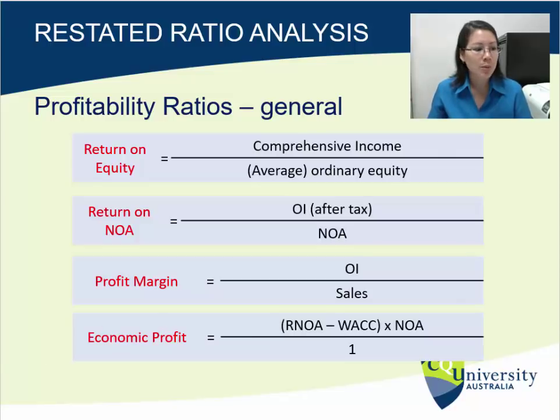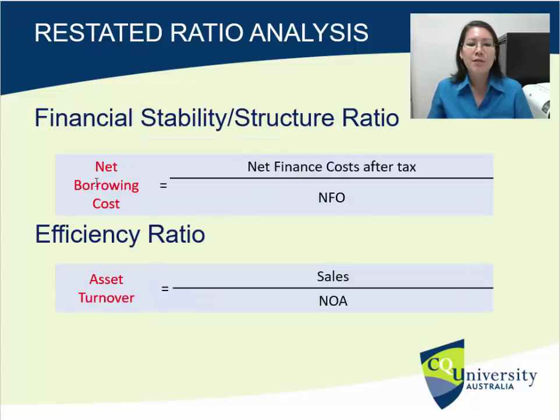Okay, so that's economic profit. That's our profitability ratios for our restated financials. Now we'll just have a look at a ratio under financial stability and one under efficiency for our restated ratios. So you only have to do six ratios for your restated financials.